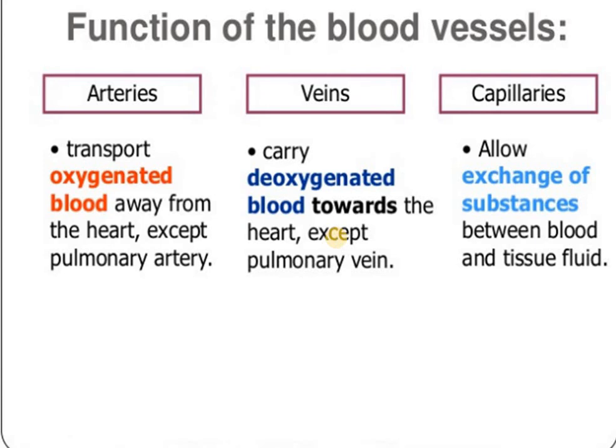This is the summarization of the function of these blood vessels. Arteries are responsible for transport of oxygenated blood away from the heart, except for the pulmonary artery and umbilical artery, which you will read about in later chapters. On the other hand, veins carry deoxygenated blood towards the heart, except the pulmonary vein and umbilical vein, which again I will teach you in later chapters. Capillaries allow the exchange of substances between the blood and the tissue fluid.